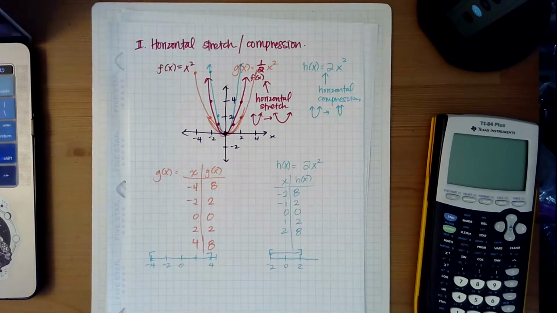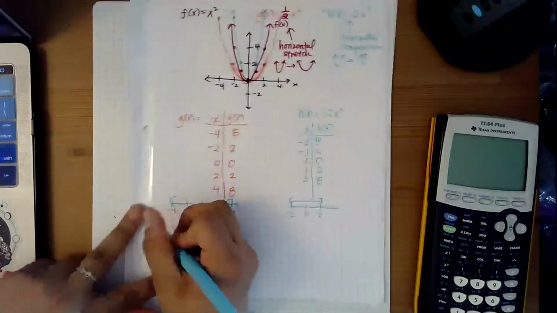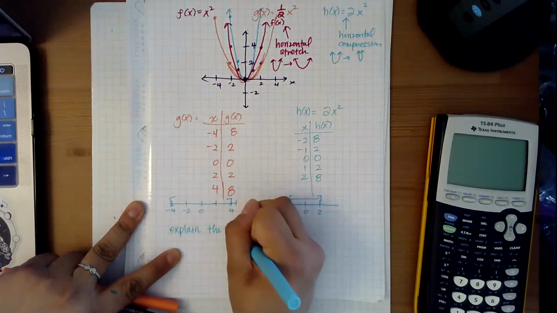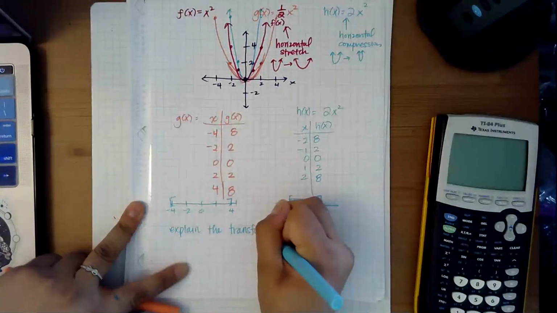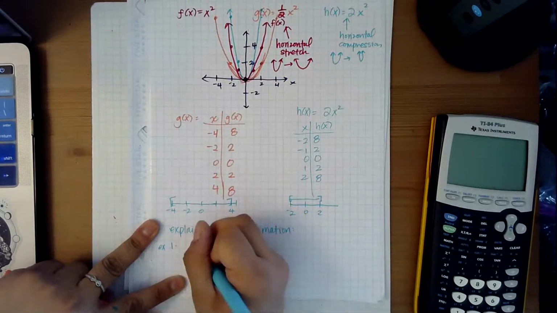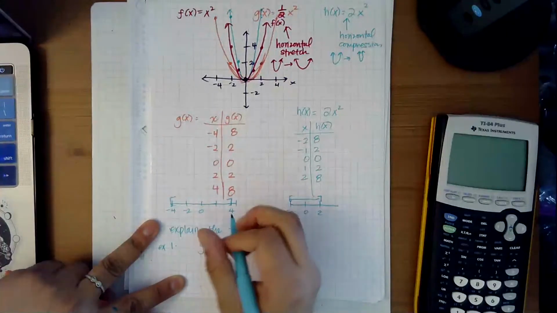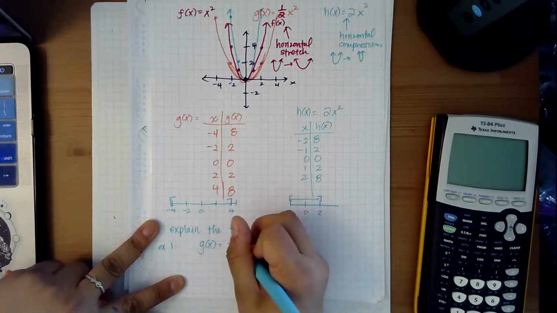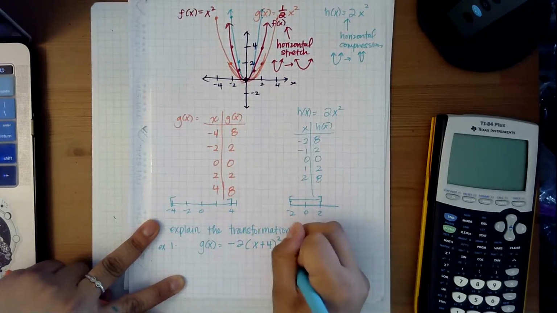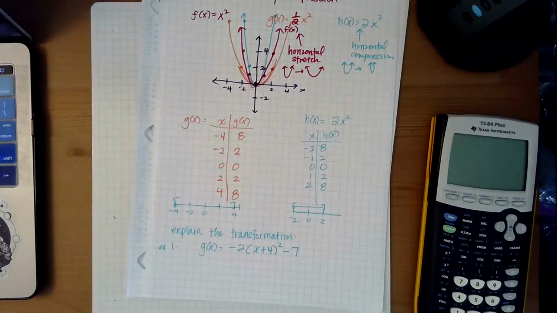So let's give a little example. Explain, because your homework is going to have this. Explain the transformation. And so the first example I'm going to give you, it's going to say g of x is equal to negative 2x plus 4 squared minus 7. So let's see. What information can I get from here?